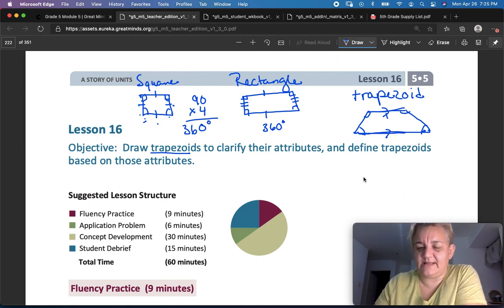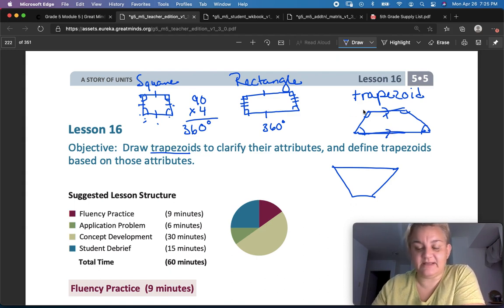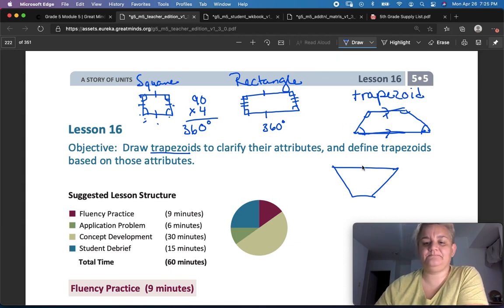Let's draw a couple more examples. We could flip it upside down, right? Still has 4 sides, but the angles aren't square. Can a rectangle be a trapezoid? Yes, it can, because the only rules are it has to have 2 parallel sides, at least 2 parallel sides. Can a square be a trapezoid? Yes, but not all trapezoids are rectangles and not all trapezoids are squares, okay? So those are our 2 angles there.